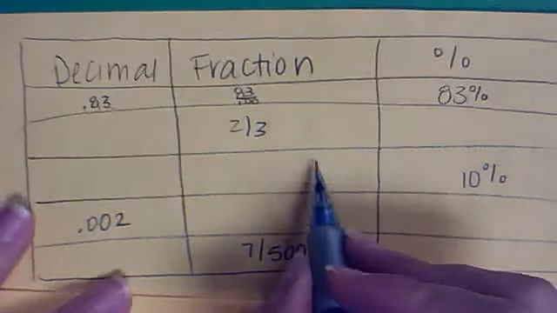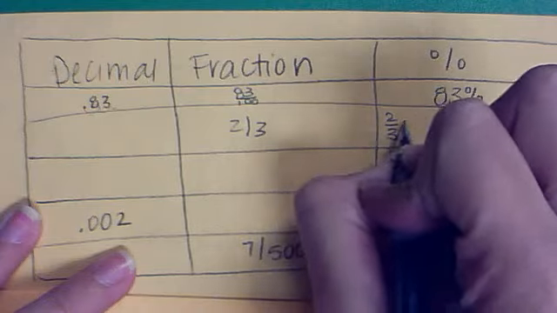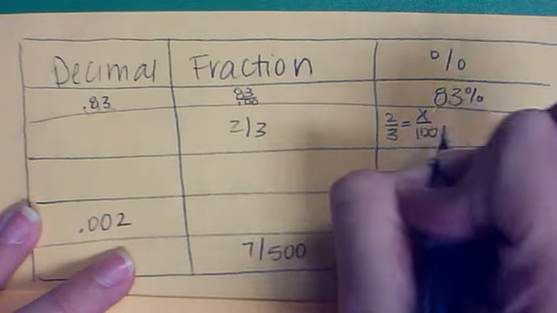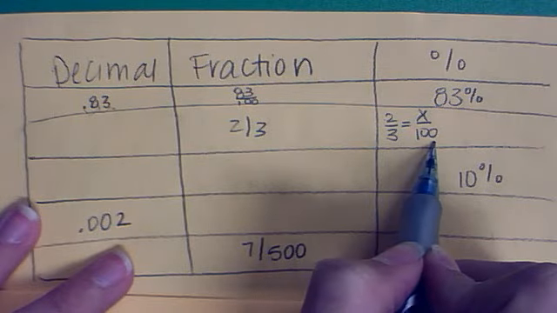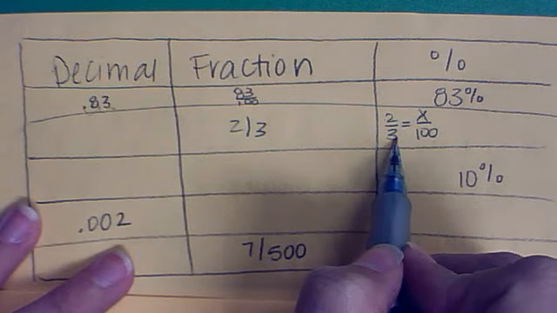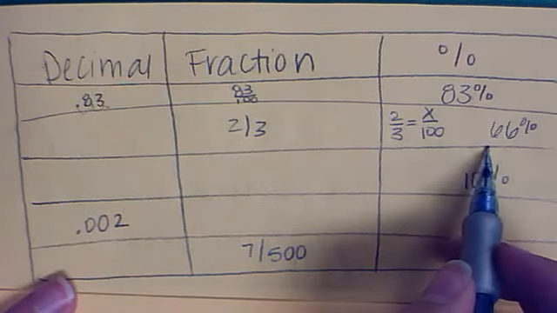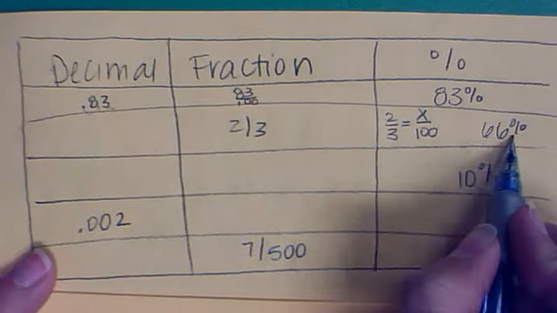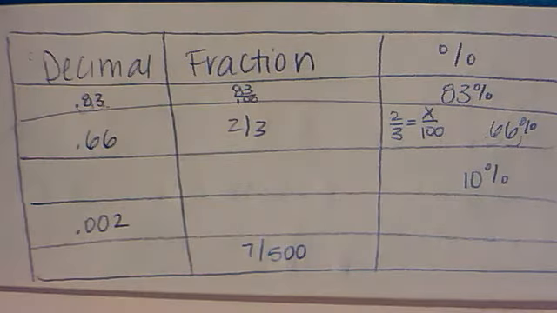On the next one, if we want to move the fraction 2/3 to a percent, we're going to do 2/3 equals x over 100. To get x by itself, we're going to do 2 times 100, which is 200, divided by 3, which is 66. So that one's 66%. To change it to a decimal, we move it over 2 places to the left, and it's 0.66.